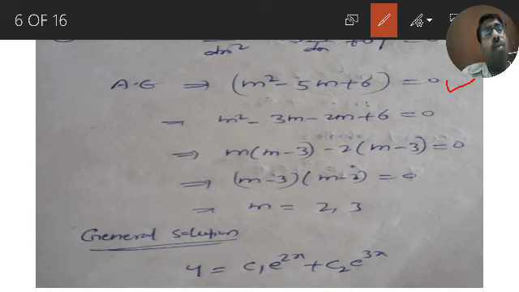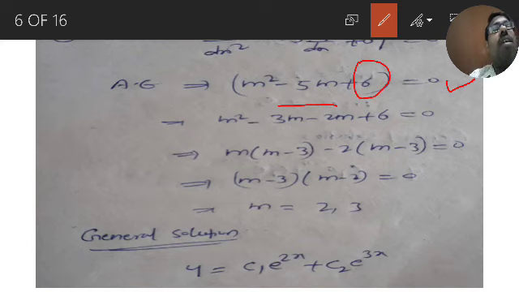Now let us find the factors of this quadratic equation. Now factorize it. For minus 5m, if you add the two numbers you have to get minus 5, and if you multiply, you have to get 6. That is minus 3 into minus 2 is 6, and minus 3 plus minus 2 is minus 5. So minus 5m can be written as minus 3m minus 2m.